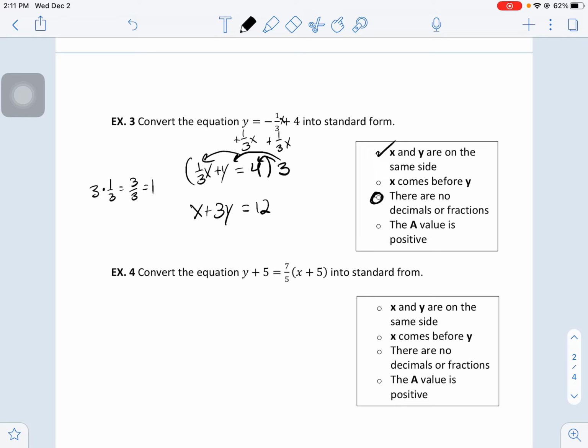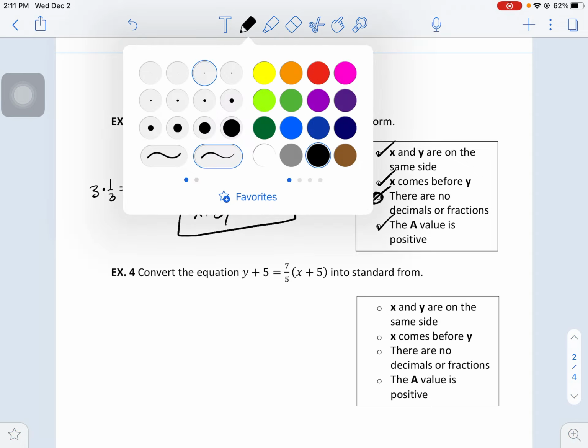So now x and y are on the same side. X does indeed come before y. There are no more decimals or fractions because we just got rid of them. And the a value is positive. All right, so then we would be all good. That is standard form for that equation.